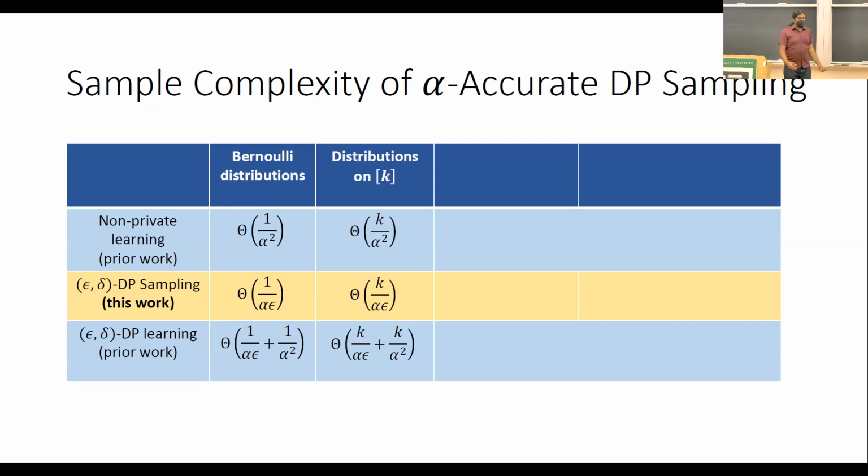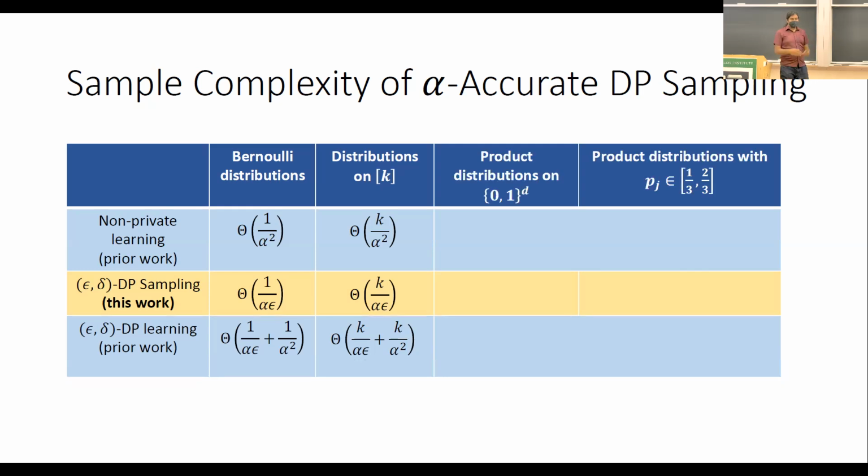First, we considered discrete distributions with any finite support, supported on k elements. That notation there, the square brackets with k, just means 1, 2, 3, and so on till k, just a discrete set. It's well known that non-private learning scales linearly in k and inversely linearly in alpha squared. And the privacy term for differentially private learning is this k over alpha epsilon term. And we found that this is exactly the sample complexity of private sampling, again this k over alpha epsilon term.